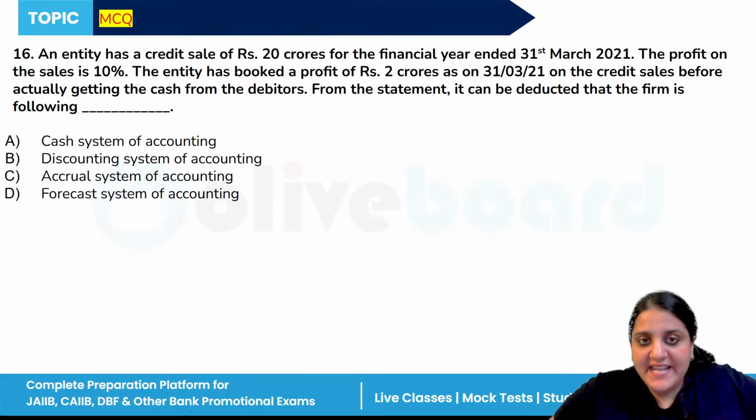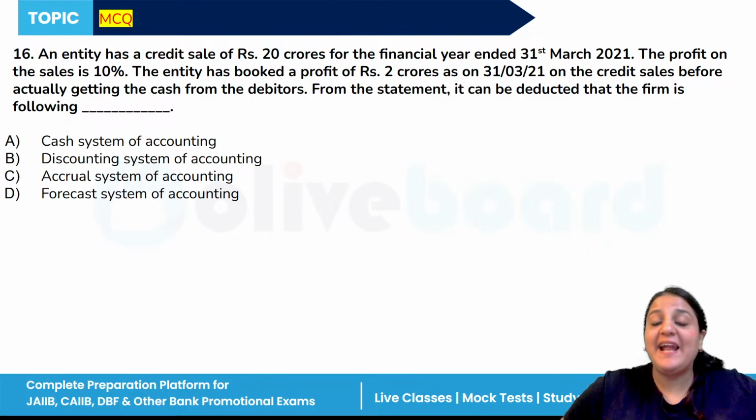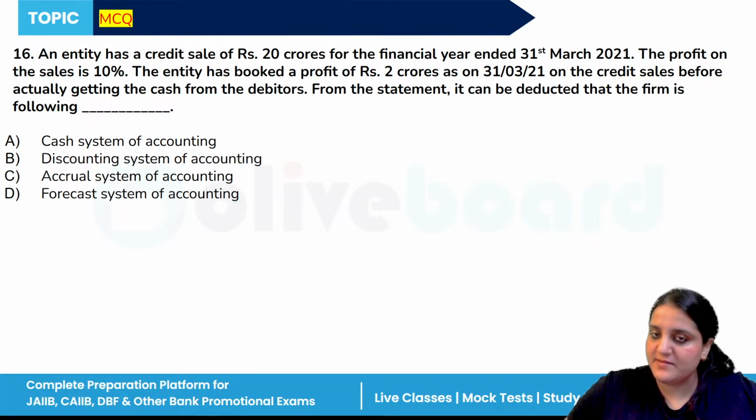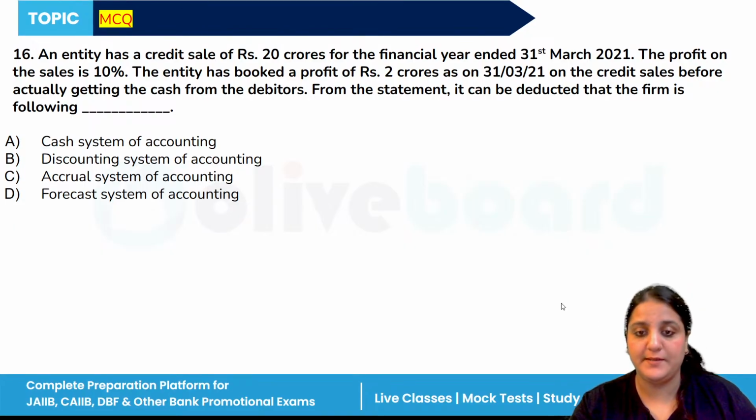If an entity has a credit sale of rupees 20 crores for the financial year ended 31st March 2021, the profit on the sale is 10%. The entity has booked a profit of 2 crore as on 31st of March 2021 on the credit sale before actually getting the cash flow from the debtors. From the statement, it can be deduced that the firm is following which type of accounting?